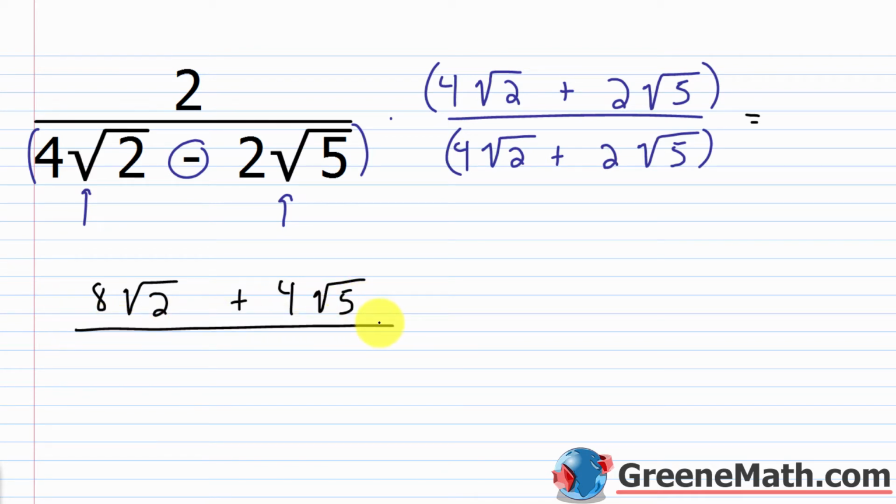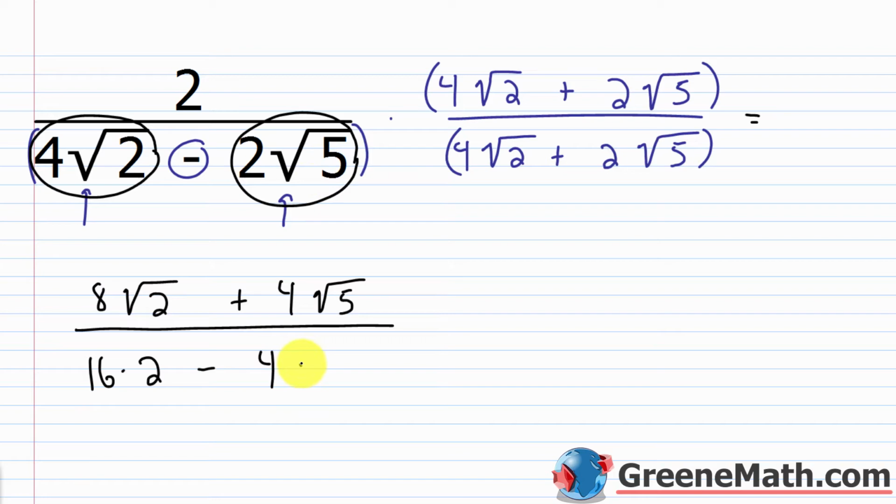Down here, again, let's use our shortcut. Let's not go through and use FOIL. We know it would be the first guy squared. So if I square 4, I get 16. If I square the square root of 2, I get 2. Then minus, it would be this guy squared. If we square 2, we get 4. If we square the square root of 5, we get 5. So what we end up with is what?